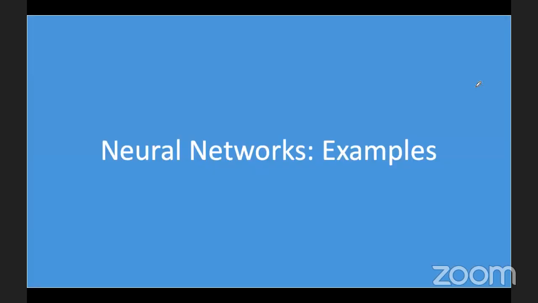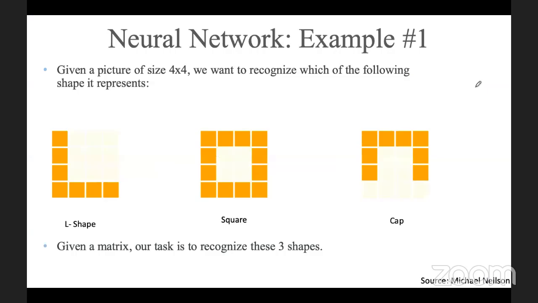So let's see a few examples of neural networks. This is an example that we will be doing in detail in the next lecture. This will seem pretty dumb at first when you see it. So we have a picture of size 4x4, and let's say it's a binary picture. So you have a matrix, 4x4.